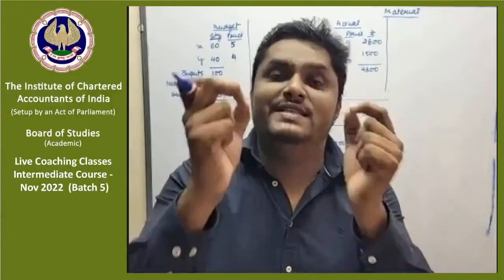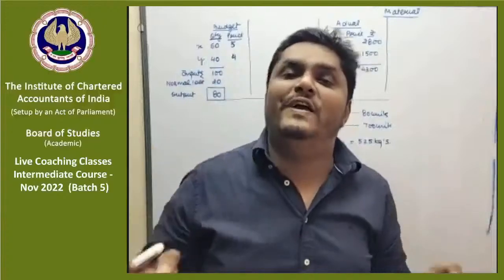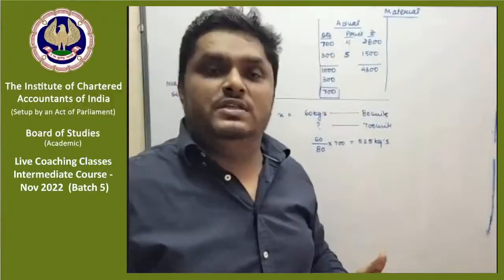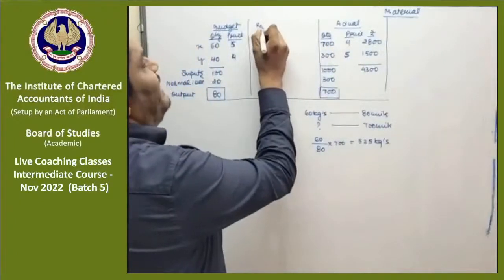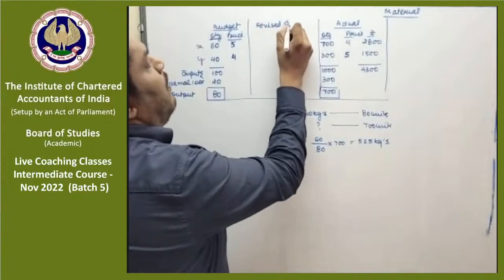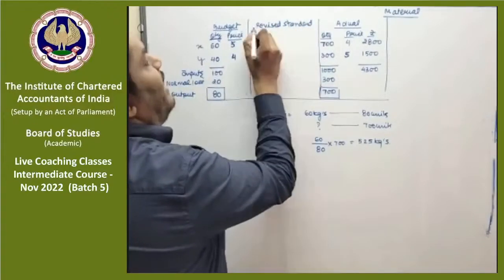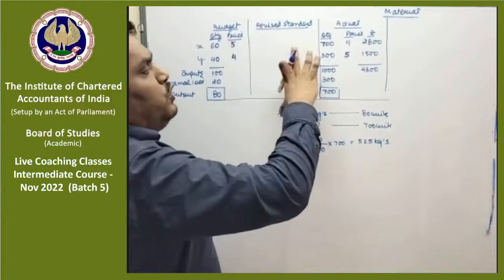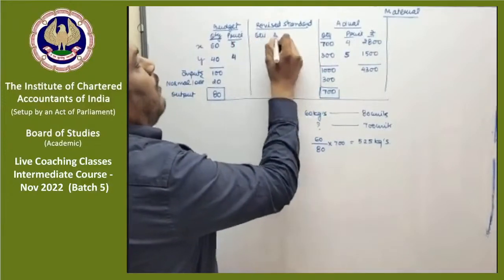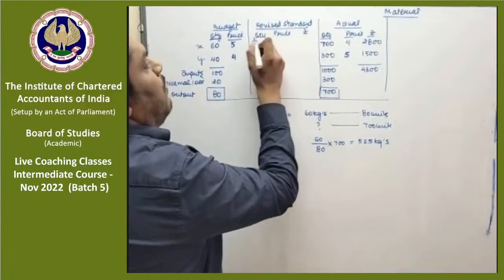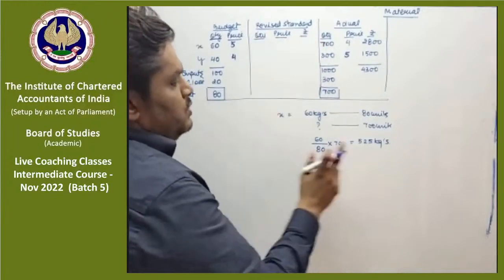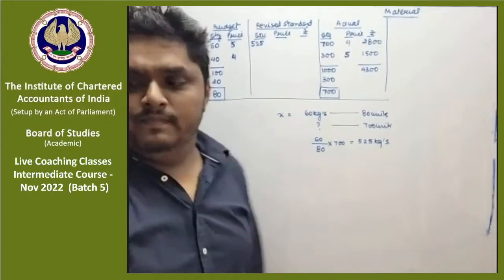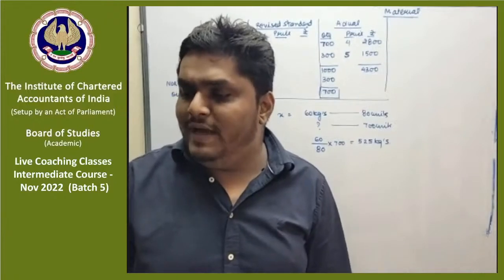I repeat again, these 700 units should have been made using only 525 kgs, but we actually use these 700 kgs. So we call it as revised standard. We are converting this figures from 80 output to 700 output. So how much quantity of X was supposed to be used? 525 kgs. Similarly, we can calculate for Y also.